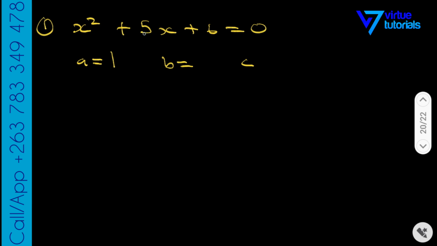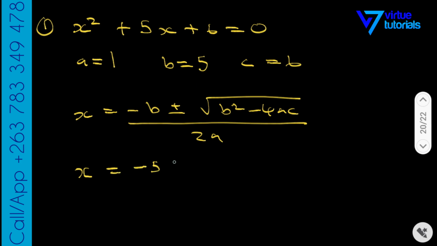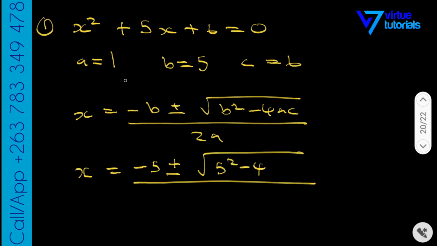B, our coefficient is 5, but be careful. Always take note of the sign. This time it's a positive 5, so we take the 5 as a positive. Our c is a positive 6. Make sure you take note of the sign. So our quadratic formula tells us that the value of x will be equal to minus b plus or minus square root of b squared minus 4ac all over 2a. So x is equal to minus 5 plus or minus square root of 5 squared minus 4 times a, which is 1, times c, which is 6, all over 2 times a, which is 1.